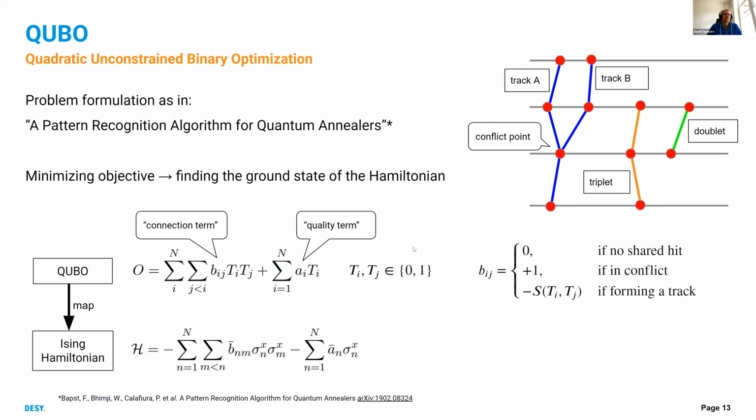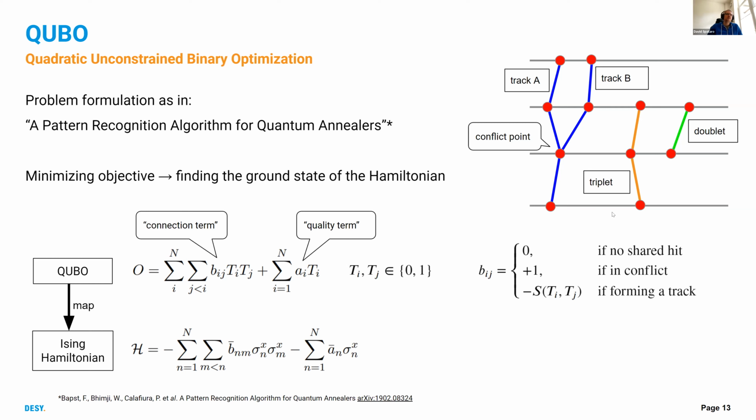Information about triplets is encoded in two values. A connection term, which is modeling how different triplets interact with each other. So if they have no shared hit, then we just apply a value 0. And if they are in conflict with each other, we punish them with an integer 1. But if they form a valid track, may it result in a fake or a real track, the connection is calculated based on the angles of the doublets.